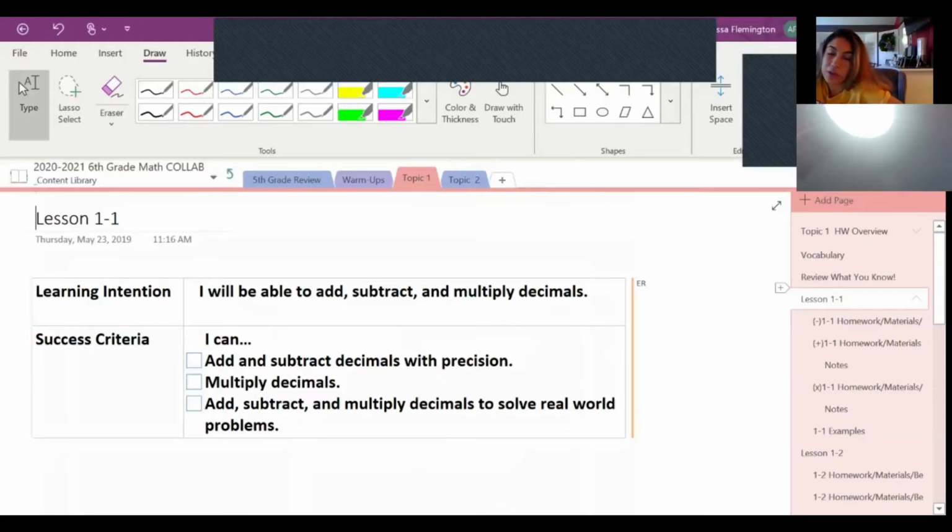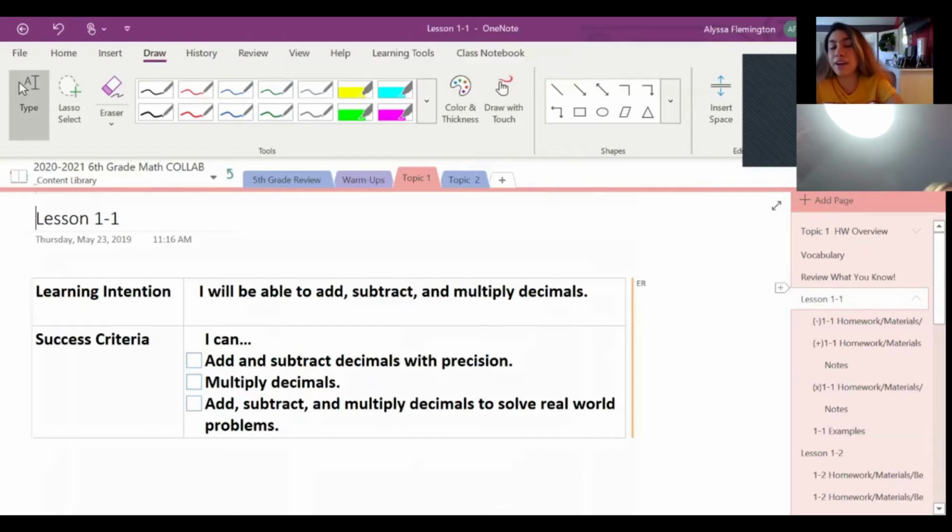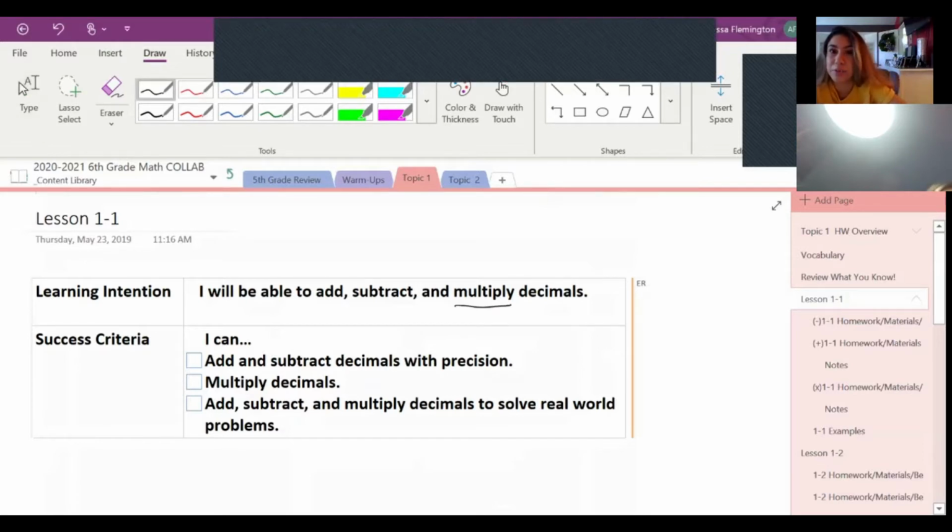All right, class, so now we're on part 2 of our lesson 1-1. Our same learning intention is we've already been able to add and subtract decimals. Now we're going to add in our multiplying part to it. Ms. Flemington is going to explain what you should be able to know by the end of this video.